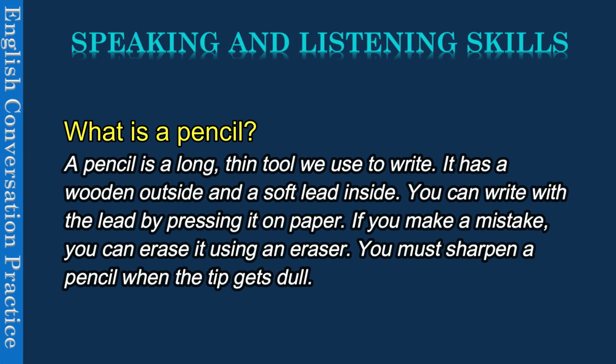What is a pencil? A pencil is a long, thin tool we use to write. It has a wooden outside and a soft lead inside. You can write with the lead by pressing it on paper. If you make a mistake, you can erase it using an eraser. You must sharpen a pencil when the tip gets dull.